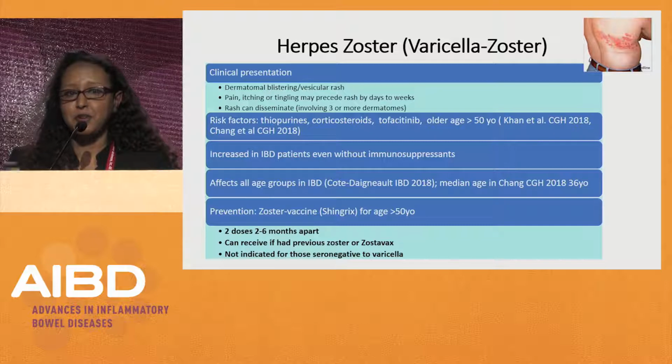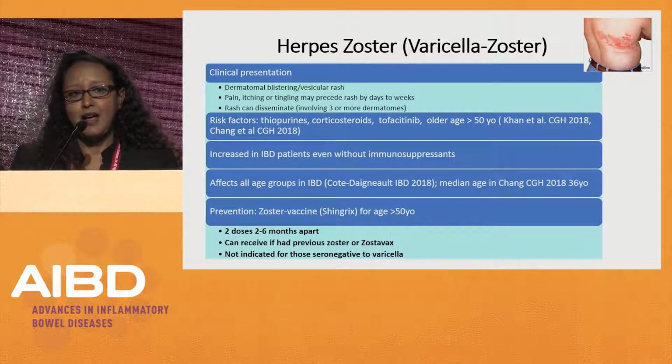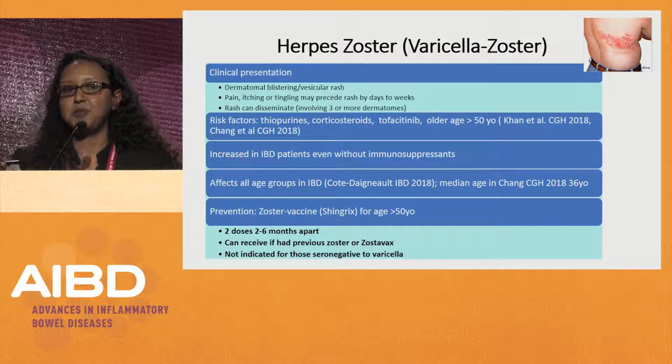Risk factors include thiopurines, as you've heard, corticosteroids, tofacitinib, and an age over 50. What's also interesting is that patients with IBD specifically are maybe even at increased risk even without being on immunosuppressants. And it seems to affect all age groups with IBD. And in a Korean study that was just published, the median age of herpes zoster was 36 years old. But the guidelines right now for prevention for herpes zoster is basically giving a vaccine for patients over age 50.